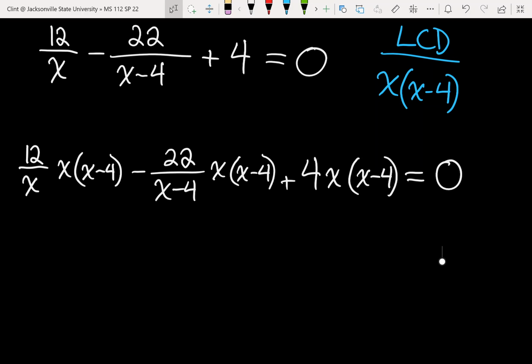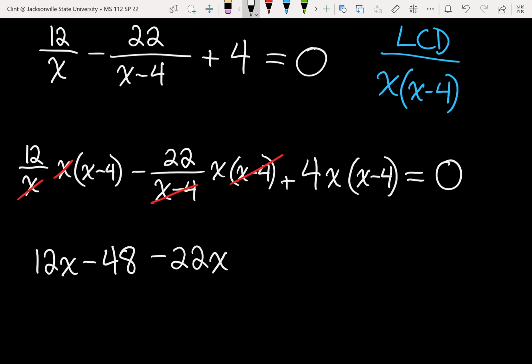Okay. So let's see, in the first one, we have an x in the bottom that cancels with the x we multiplied by. In the second term, the x minus 4's cancel. And then nothing cancels in the last one because it didn't have a denominator other than 1. So in the first term there, we've just got 12 that we have to distribute. That'll leave us with 12x minus 48. Second term, we just have minus 22x left.